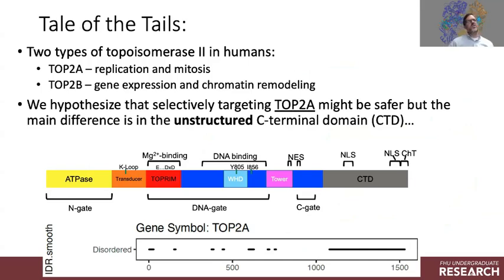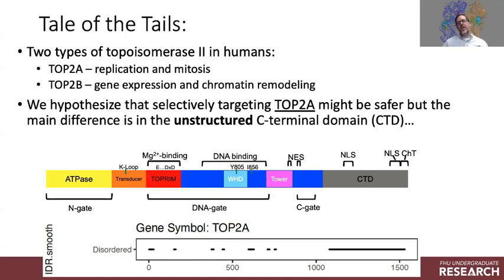Turns out topoisomerase 2, there are two of them in humans. So we have actually 6 different topoisomerases, but 2 of them are of this type 2 form. We call them topoisomerase 2 alpha and beta. So I have them abbreviated TOP2A and TOP2B. TOP2A is more involved in replication and mitosis, where TOP2B is more involved in gene expression, chromatin remodeling, kind of housekeeping functions. So in our cell cycle, TOP2B, beta, is expressed constantly. TOP2A rises and falls with replication mitosis.